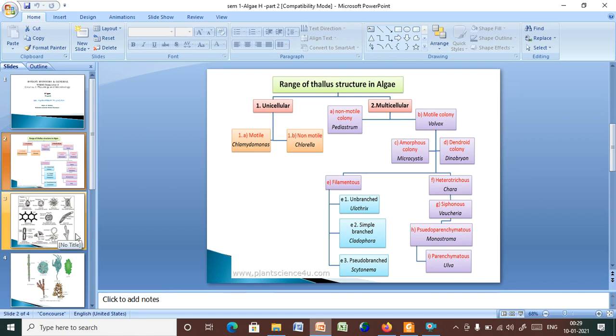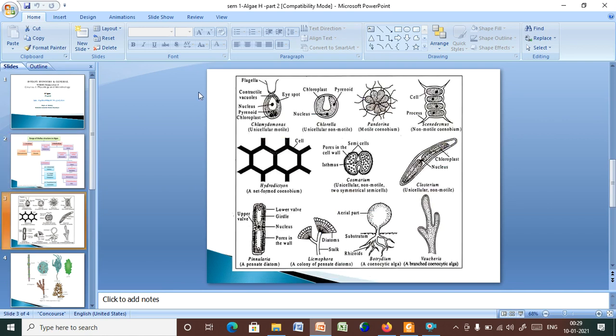And the most prominent example is Chlamydomonas. This is Chlamydomonas. So these are the two anteriorly placed flagella. In the anterior part, there are contractile vacuoles. This is the nucleus, pyrenoid, and chloroplast. So this is the simplest one.